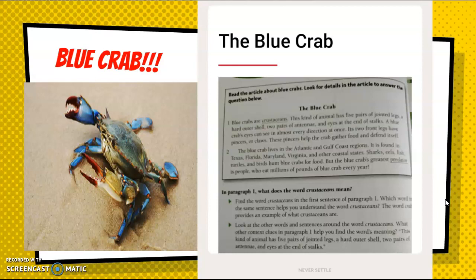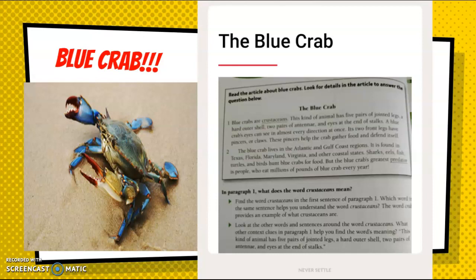It says in paragraph 1, what does the word crustacean mean? So the first thing you want to do is find the word crustacean in the first sentence of paragraph 1. And it says, which word in that sentence helps you understand what the word crustacean means?